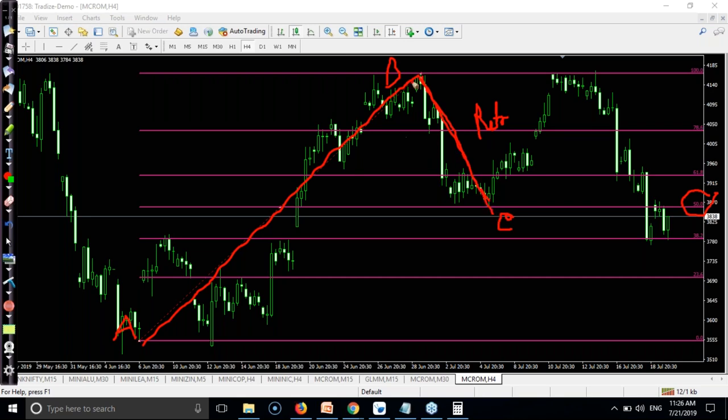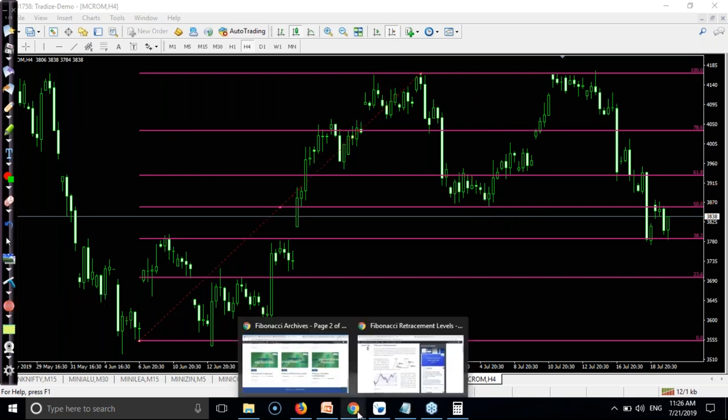That means the distance between A and B, right? This is A and B. Suppose, for example, this is 100 points. And now you can see this is a retracement of 50%. That means this is called 50%, that means a 50 point retracement. Is it clear? So this is called retracement, remember.